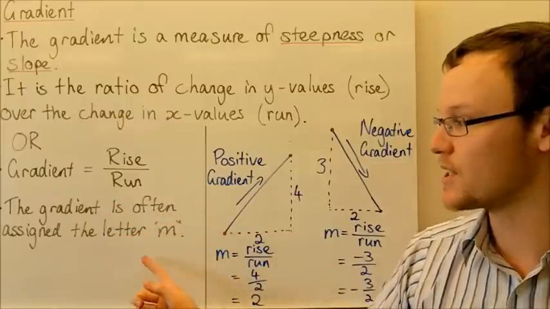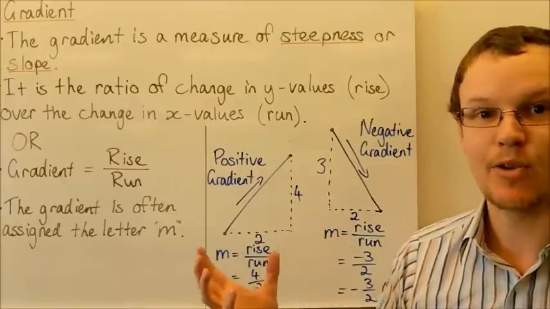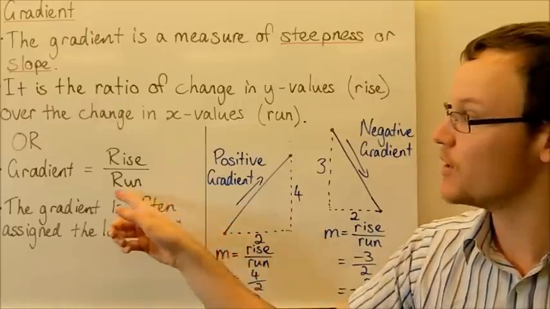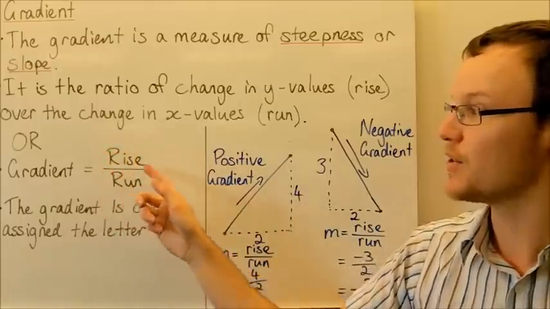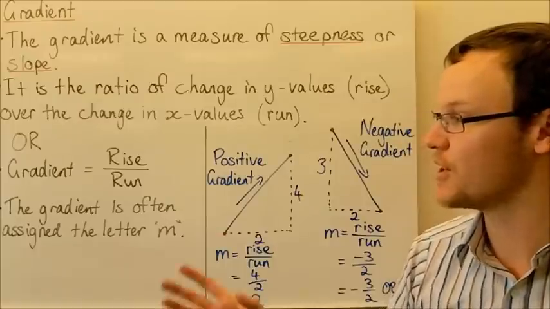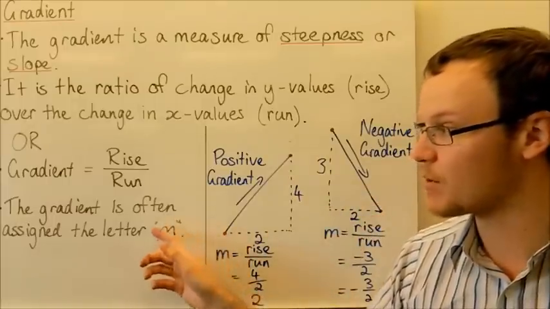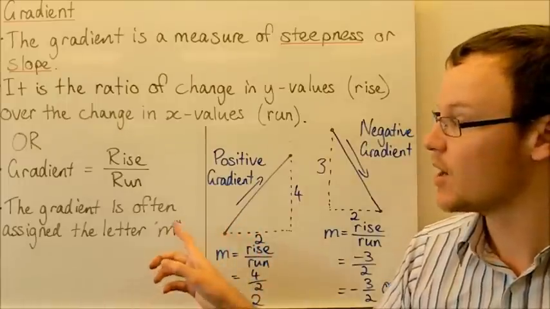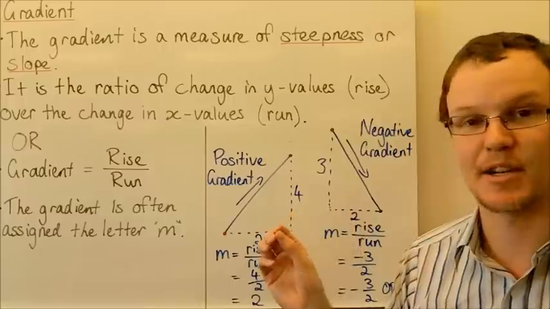The gradient is often assigned the letter m. You might remember that we looked at m equaling the amount that y increases as x increases by 1. So if the x values increase by 1, our gradient would just be equal to the rise, the amount that the y values increase. So that is what we were looking at before. Now we can use this tool to work out what m is equal to, how steep or how quickly it's increasing or decreasing, by using this formula rather than having to look at x values just increasing by 1.